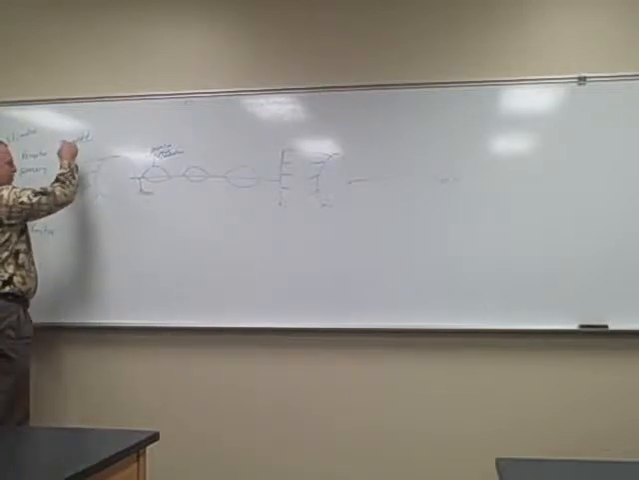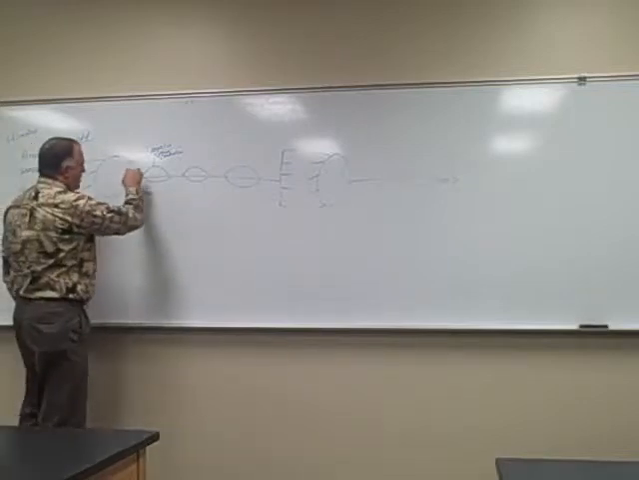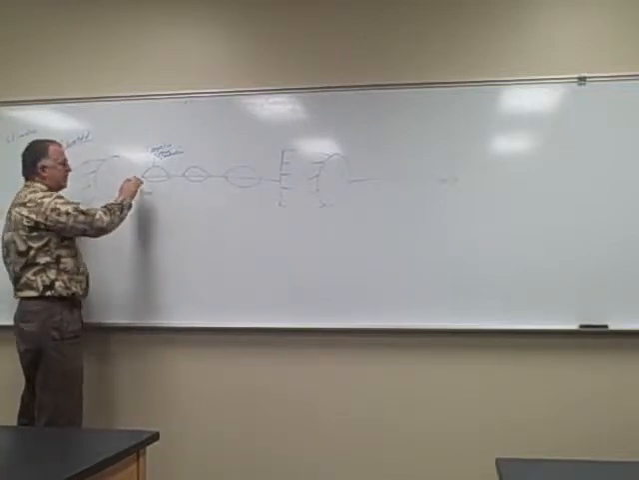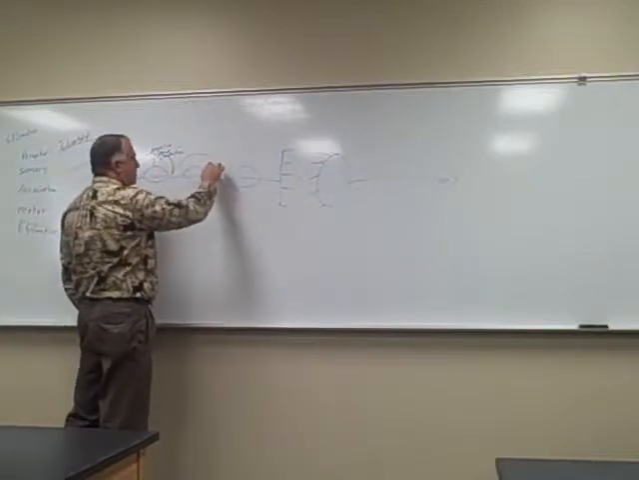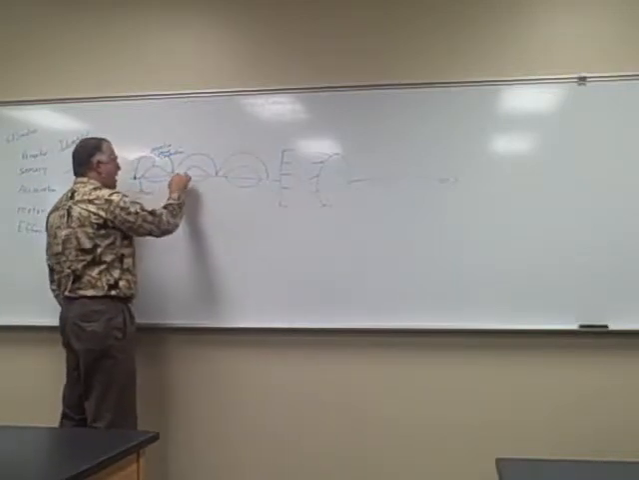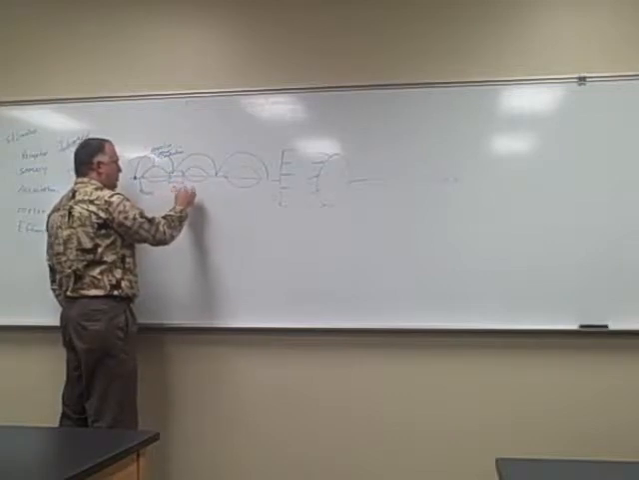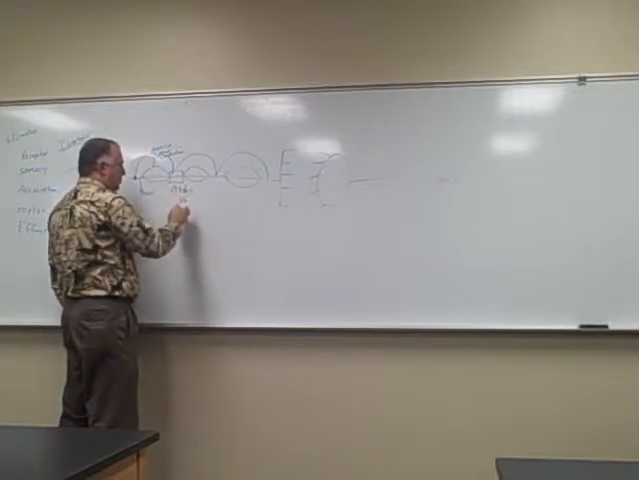So threshold, whatever level that is, triggers this response. And it starts right here at the axon hillock. And then this response is regenerated at each gap. These gaps are called nodes of Ranvier.